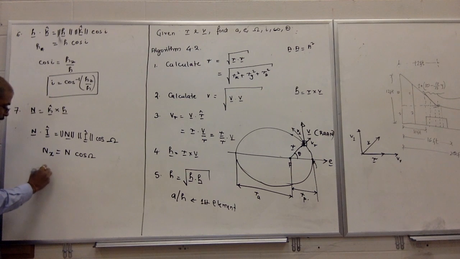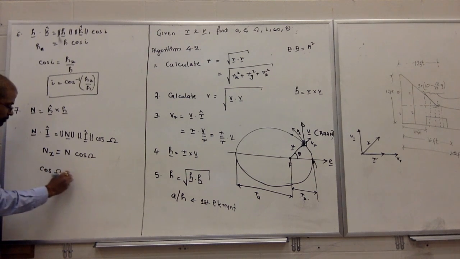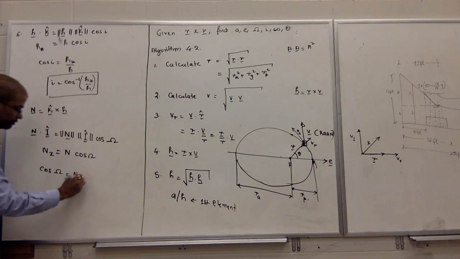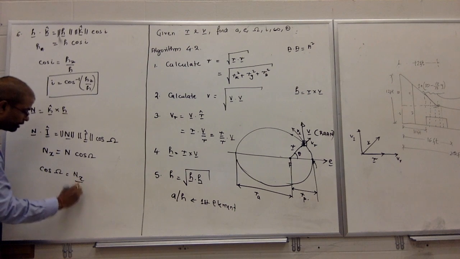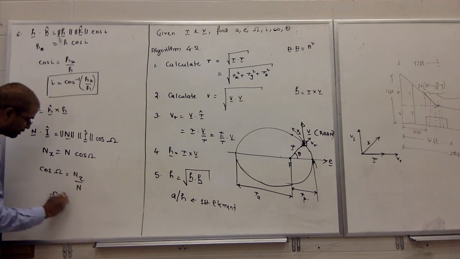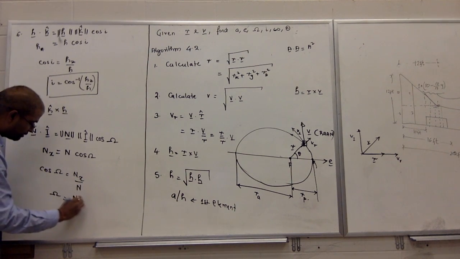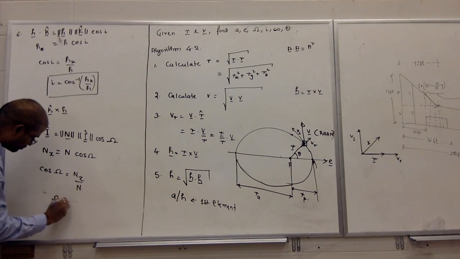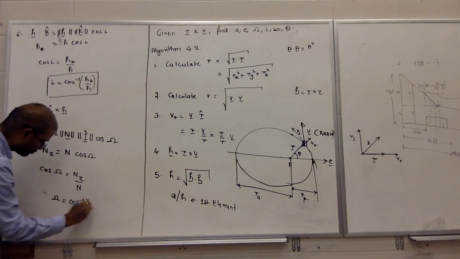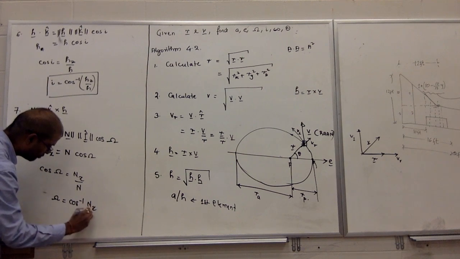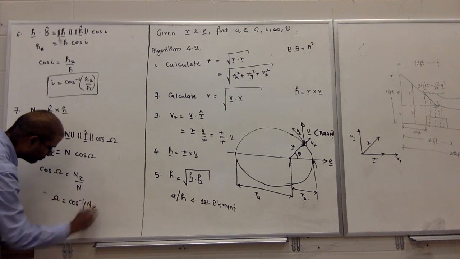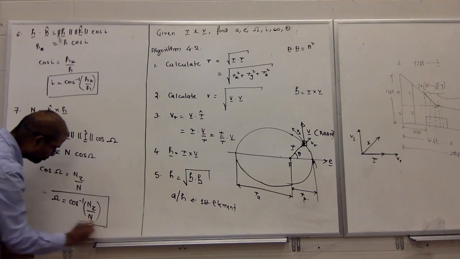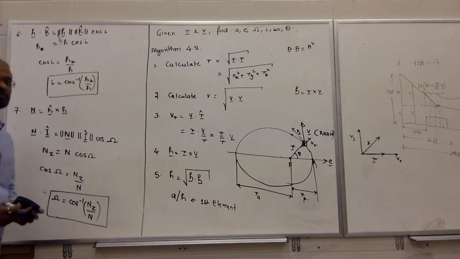So cosine omega is what? n x divided by n, or omega is cosine inverse of nx. Does this make sense? Yes.